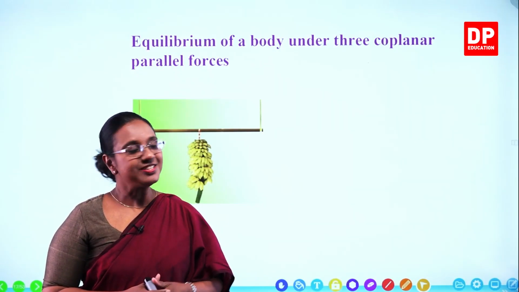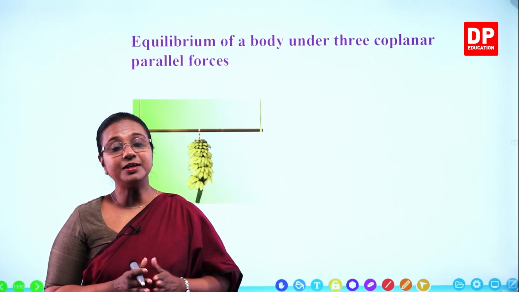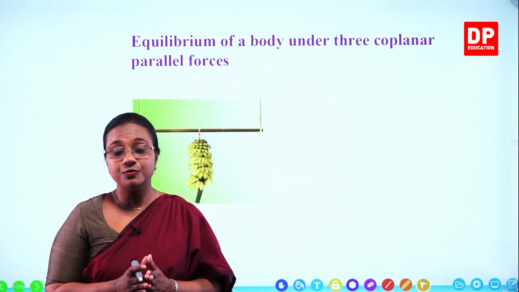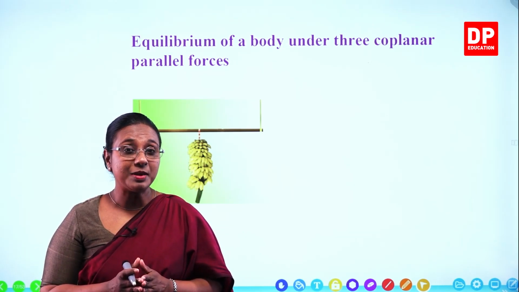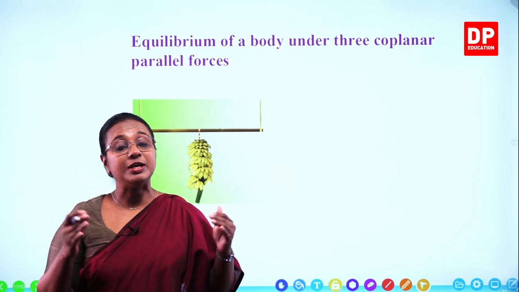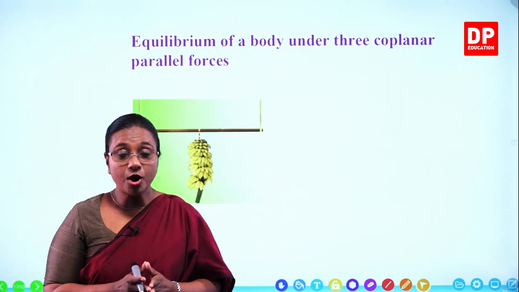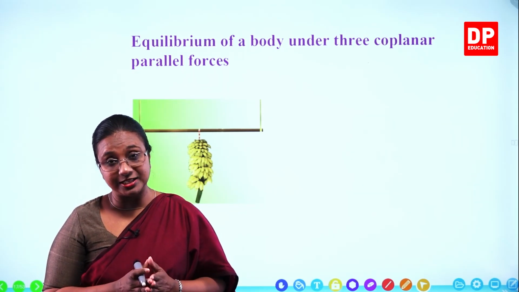Hello my dear students. So I'm going to continue the lesson. In the previous chapter, we discussed the equilibrium of an object under two forces that act in the opposite direction. So you all can remember the two forces have to be collinear, or they need to have the same line of action. They should be in the opposite direction, and also they need to have the same magnitude.